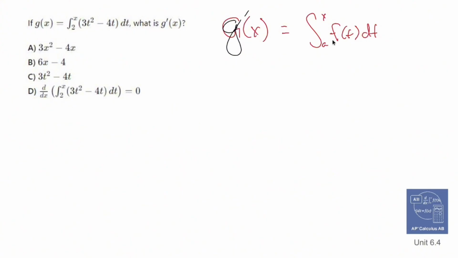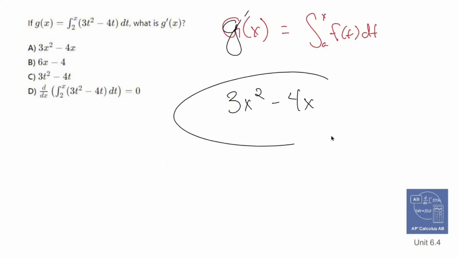But taking the derivative of it essentially has me take away the integral. And what I'm going to be left with, instead of 2 to x, is the exact equation that I started out with, but with x's instead. That guy right there.